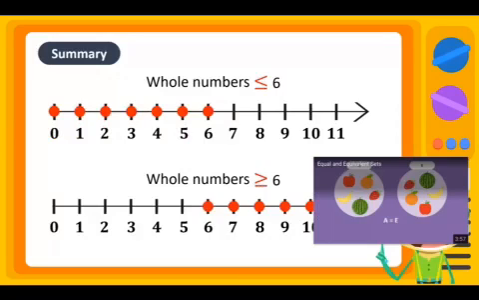Whole numbers less than or equal to 6. This is where we include 6 and those that are less than 6. Whole numbers greater than or equal to 6. This is where we include 6 and those that are greater than 6.